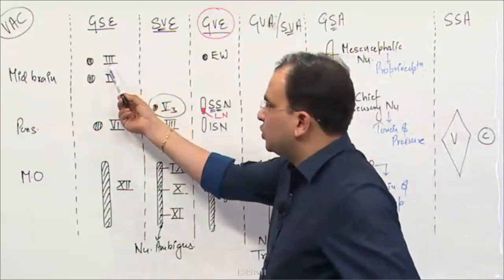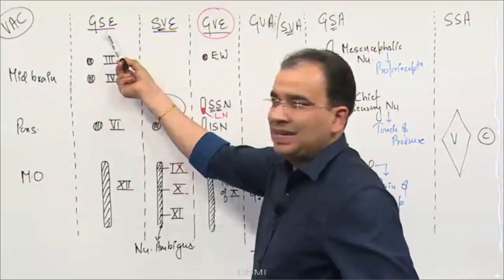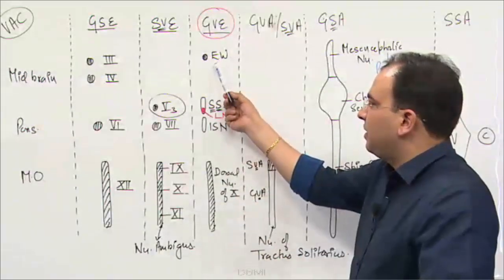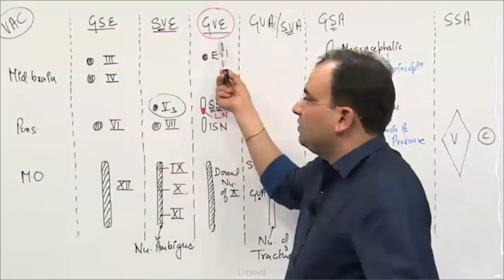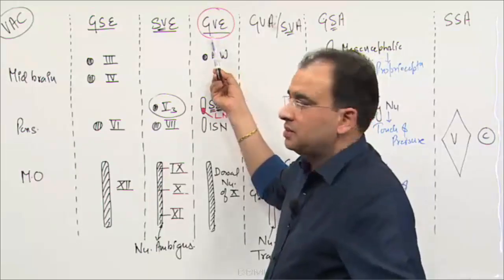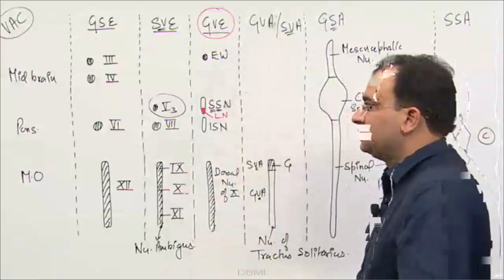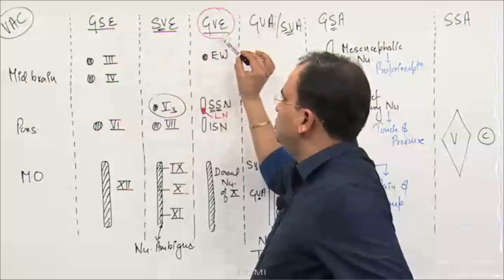One column is this for sure. You can see the motor nucleus of oculomotor nerve here. So one column is GSE. And we also said that Edinger-Westphal fibers, they will go along with which nerve? Third nerve. So we also have GVE. So please note, oculomotor nerve is having two columns, GSE and GVE. The two columns for oculomotor nerve are GSE and GVE.